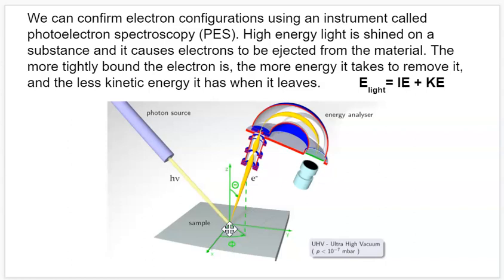So say we have an inner shell electron that's tightly bound to the nucleus. That's going to take a lot of energy to remove, which means that a lot of the energy is going to get used up, and there's not going to be much kinetic energy left afterwards. Whereas an electron in an outer shell is going to take a lot less energy to remove, which means it's probably going to have a much higher kinetic energy when it comes off.